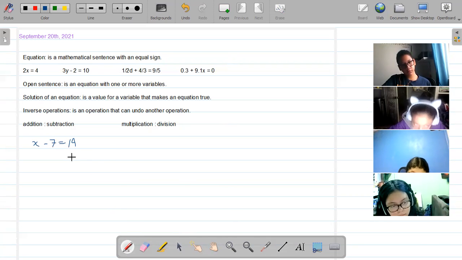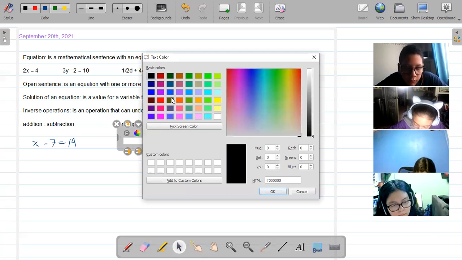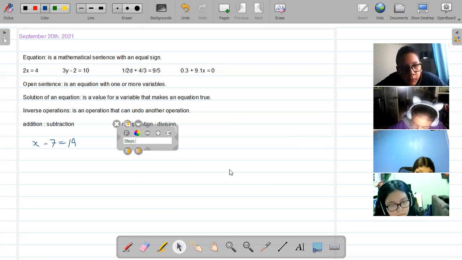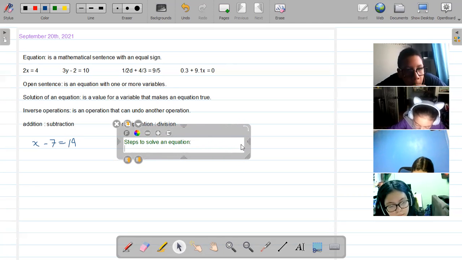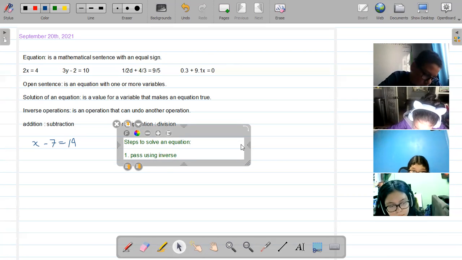And this is when I'm going to give you the steps, okay? What do you need to do to solve this equation? So there are different ways, okay? There are different ways. We're gonna use a different color. We're gonna use green. So steps to solve an equation. Step number 1. Pass using inverse operation.